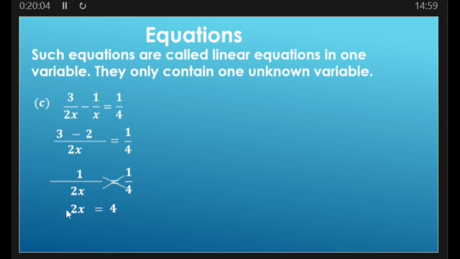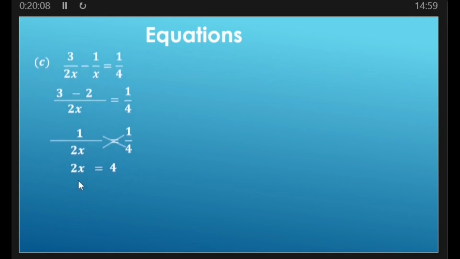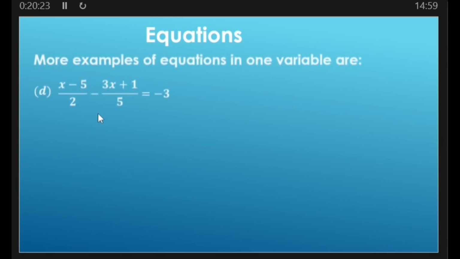To remain with x, we have to divide by 2, and also here by 2. So 2 divided by 2 leaves x, equals 4 divided by 2, which is 2. All right, so let's move to another example. This is example D.